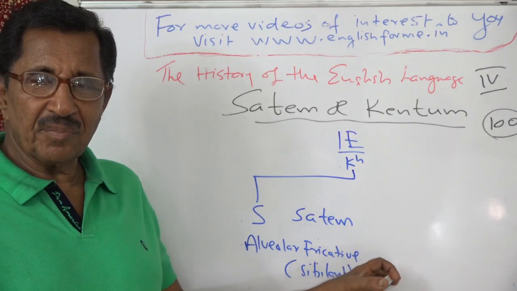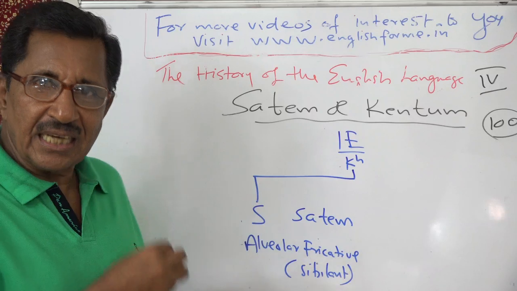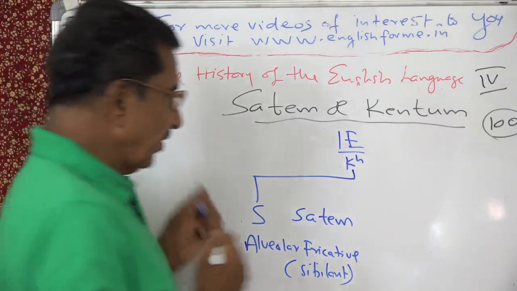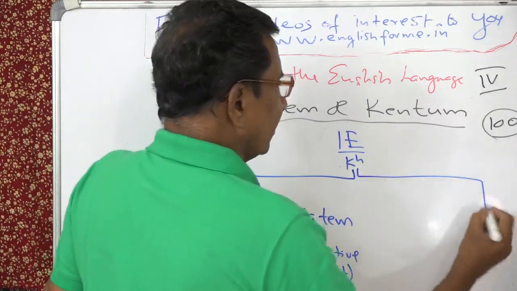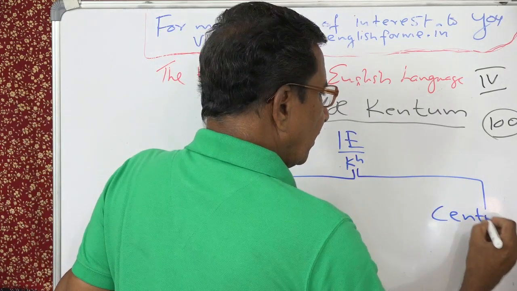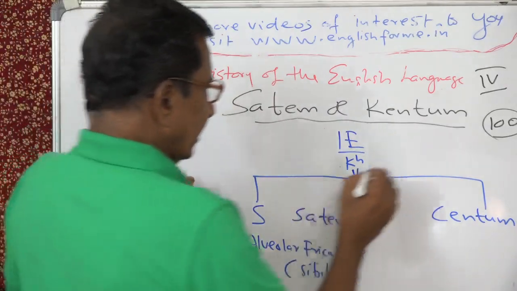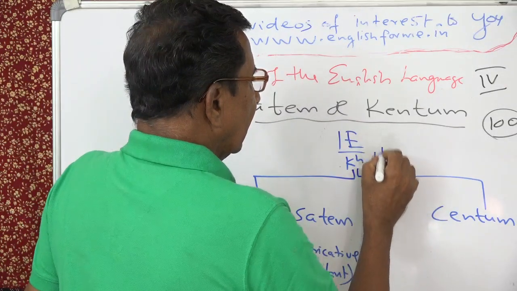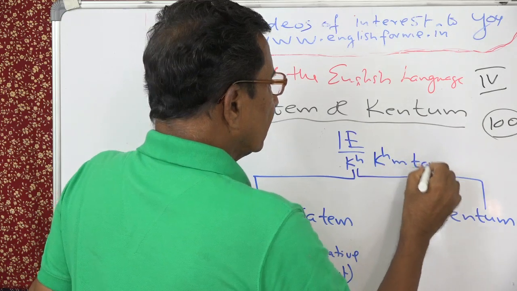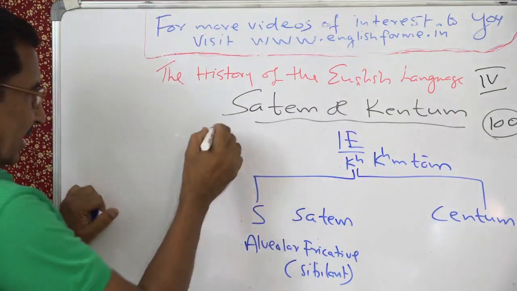Southern means word meaning 100. Southern is a word meaning 100 in Sanskrit. Now when you come to Western branch, same thing. Western branch it is Kentum. Kentum means 100. Here it is Kentum. That is it. So the change is like this.